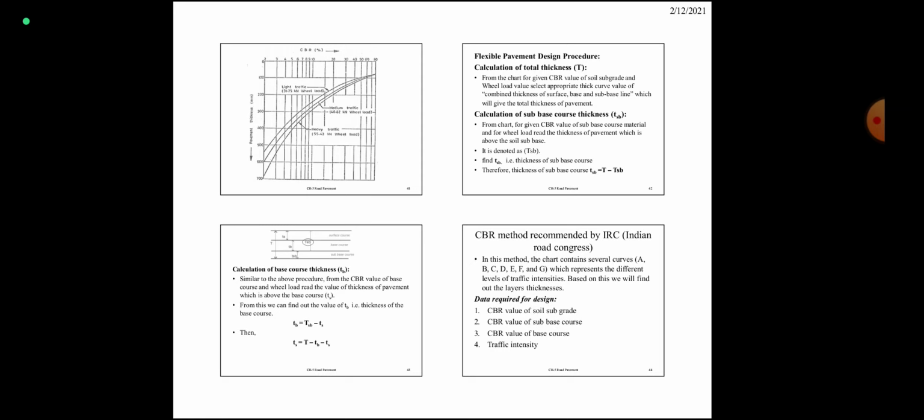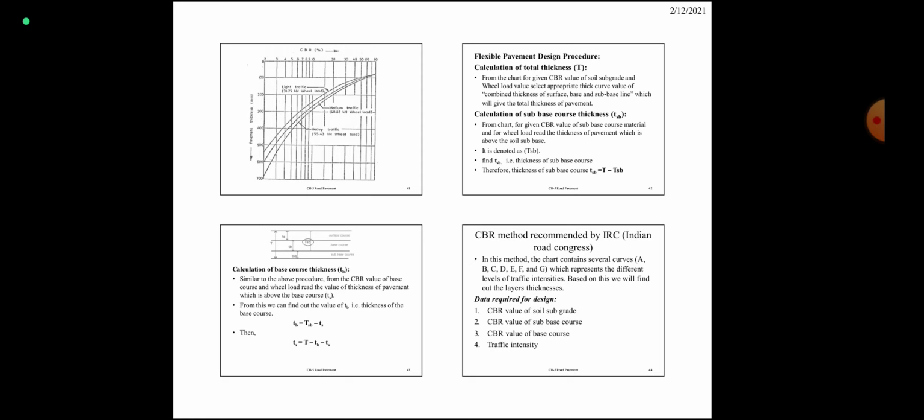Calculation of base course thickness TB. Similar to the above procedure, from the CBR value of base course and wheel load, read the value of thickness of pavement which is above the base course, TS. From this, we can find out the value of TB, that is the thickness of the base course. TB equals TSB minus TS. Then TS equals T minus TB minus TS.